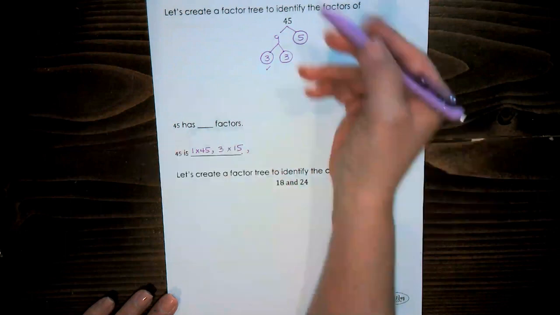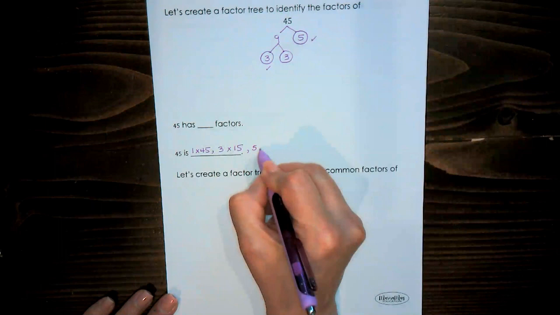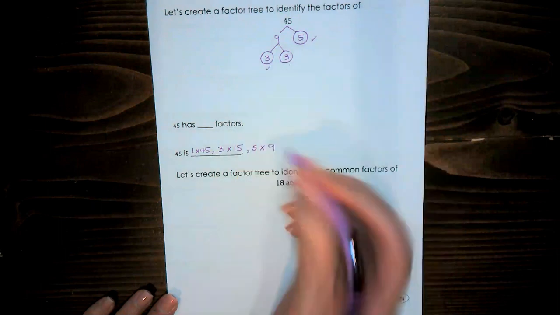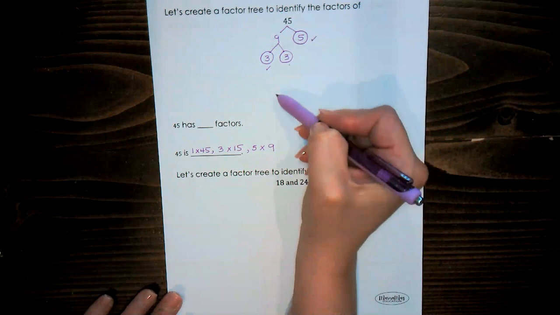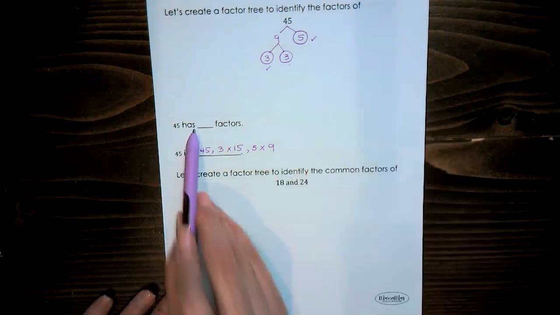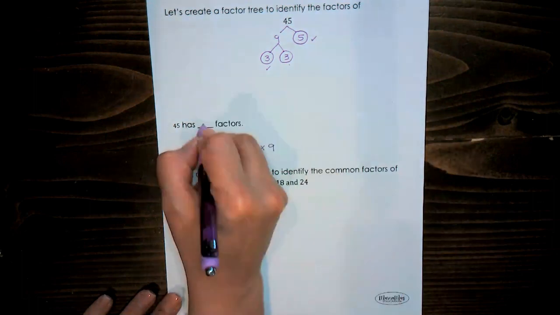Another one you get from taking this one, 5, and you multiply these 2 branches. 3 times 3 would give me 9. So those are all my factors of 45, and I got those by using the branches on my factor tree. Now, how many factors does it have? 1, 2, 3, 4, 5, 6.